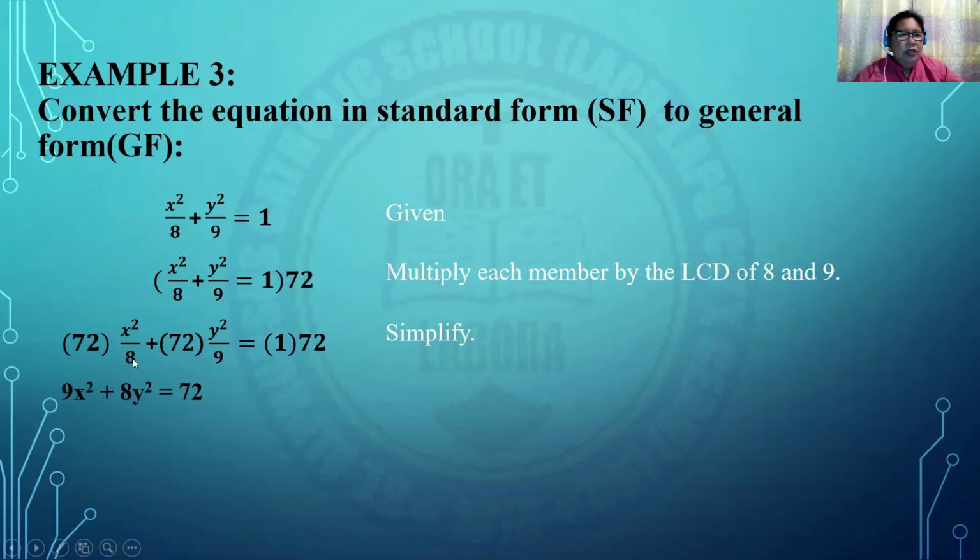And 72 divided by 8 is 9. 72 divided by 9 is 8. 1 times 72 is 72. Transpose 72, you have negative 72, equate it to 0. So the general form is 9x squared plus 8y squared minus 72 is equal to 0.